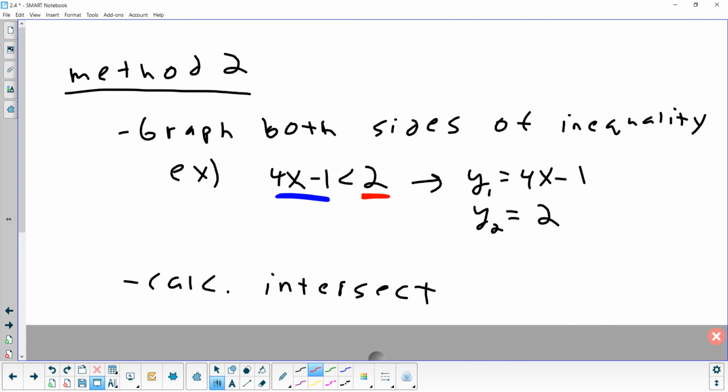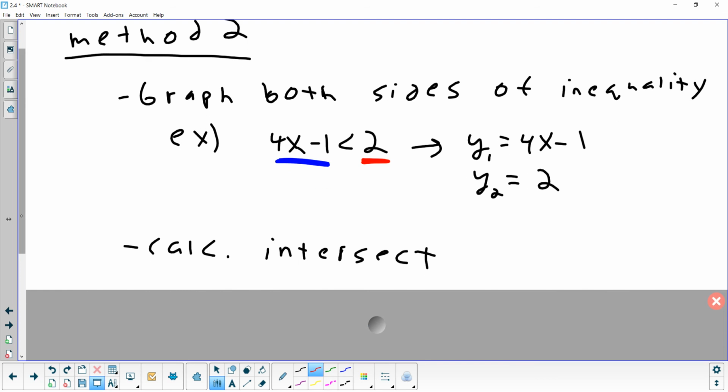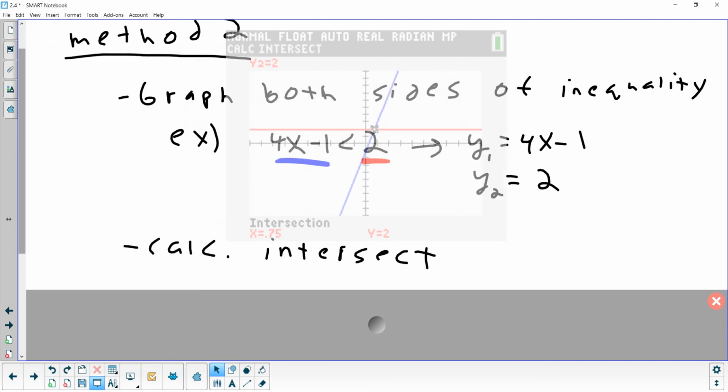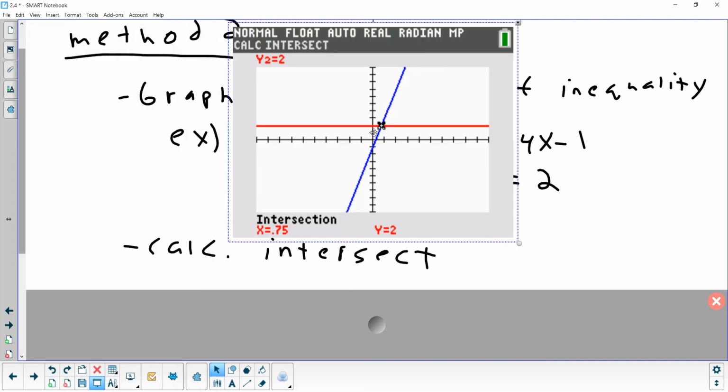And what we're going to look for now is an intersect. So let's calculate the intersect and see what happens. Hit graph. And we'll do second calc intersect. Calc intersect. Pick a point on the blue, the red, and do a guess. And notice what you get. They intersect at 0.75.